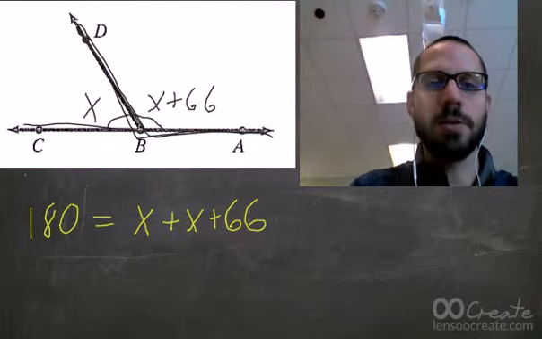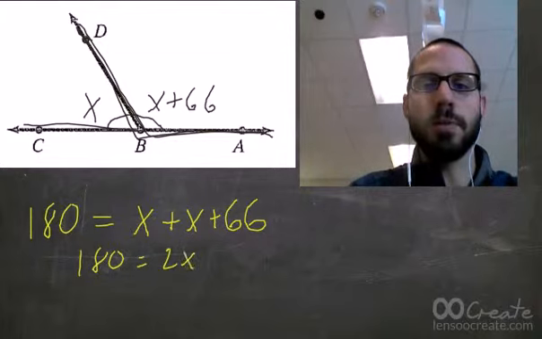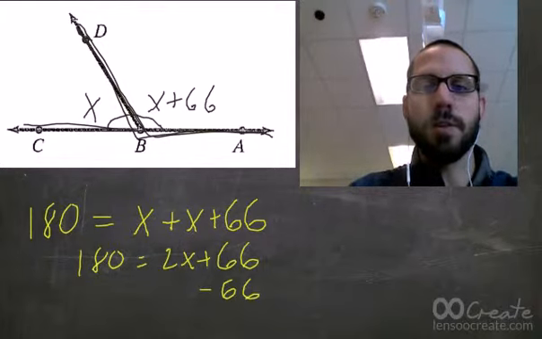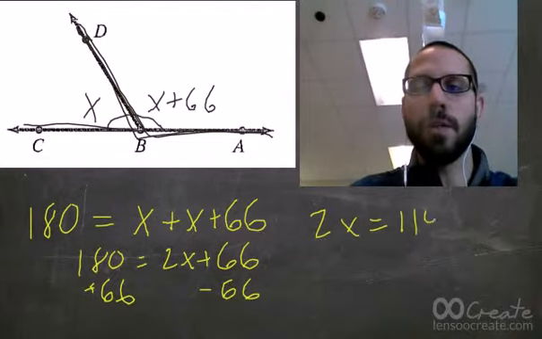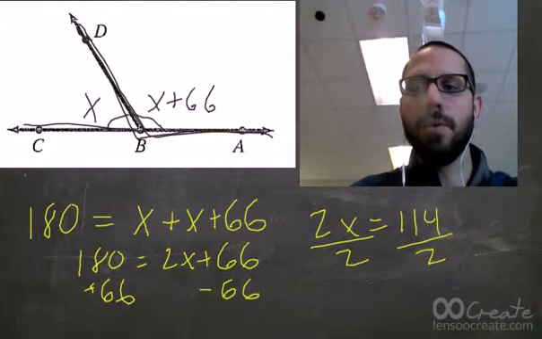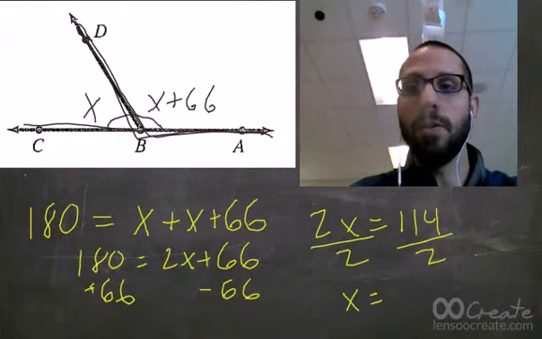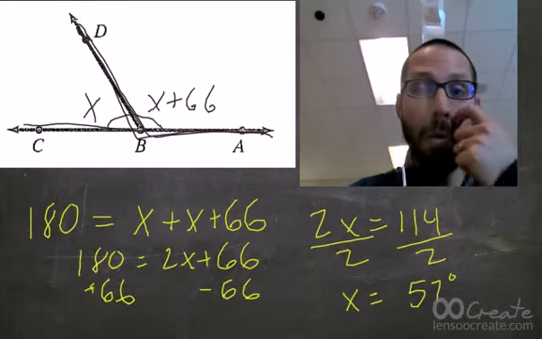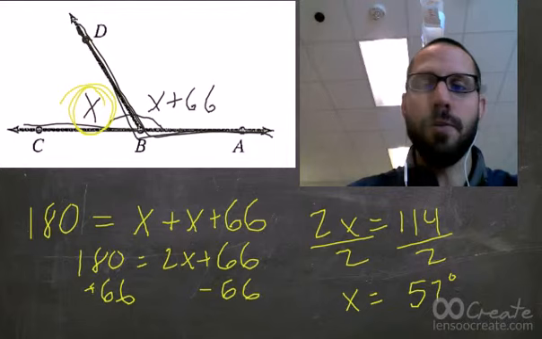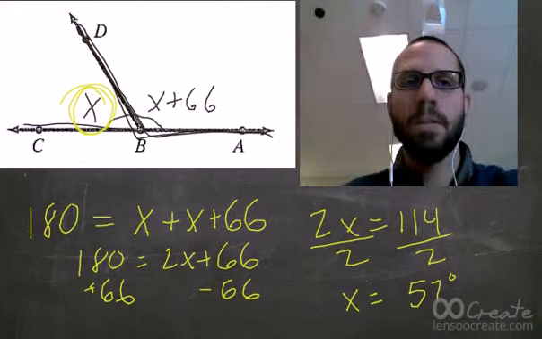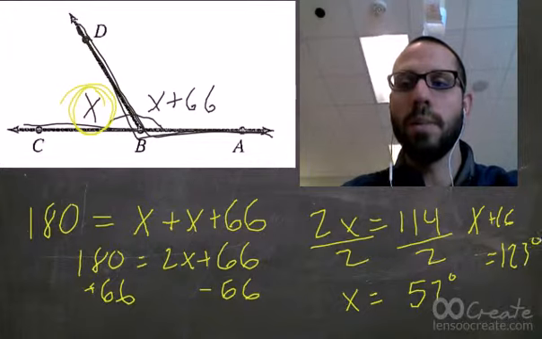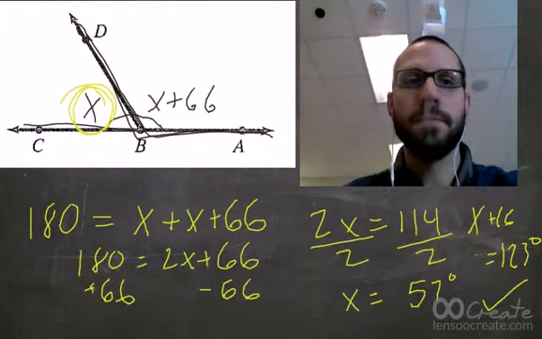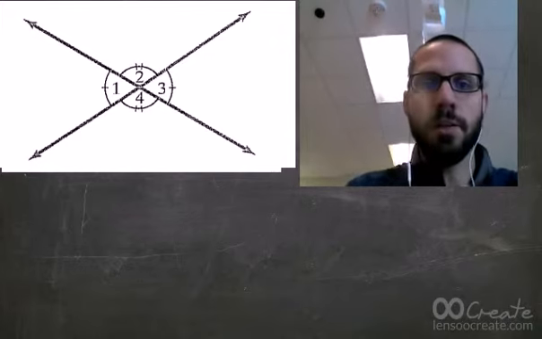If we combine like terms, 180 equals 2x plus 66. If I subtract the 66 over, 2x equals 114. And if I divide by the 2, x equals 57 degrees. That would be this angle. And if we add 66 to that, we should get x plus 66 equals 123 degrees. We found both angles.